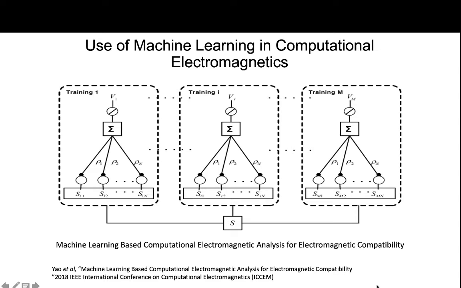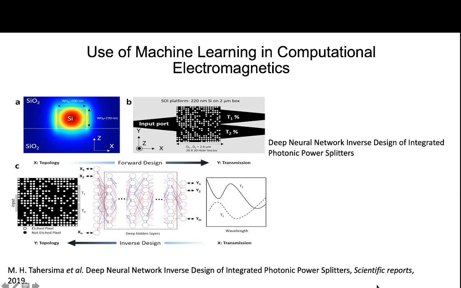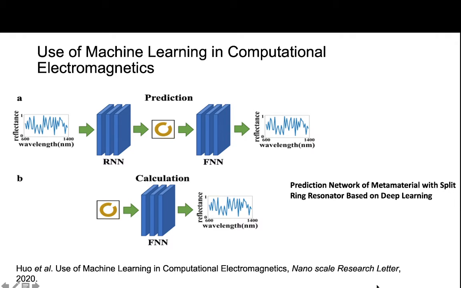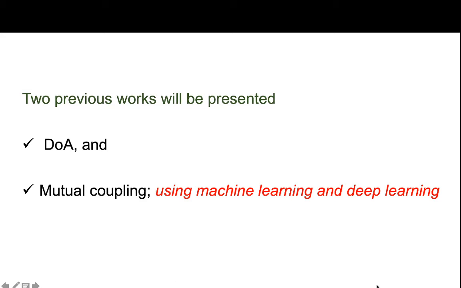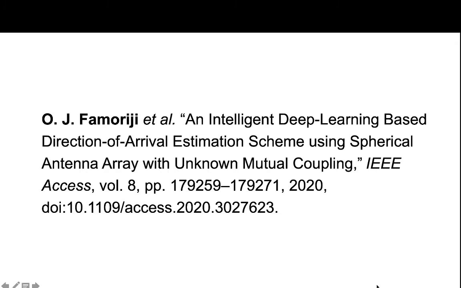So I'll give an overview of two of my previous works that I did recently. One was published last year. The other one is newly accepted. The first one reads: an intelligent deep learning-based direction of arrival estimation scheme using spherical antenna array with unknown mutual coupling. That was published in IEEE Access.